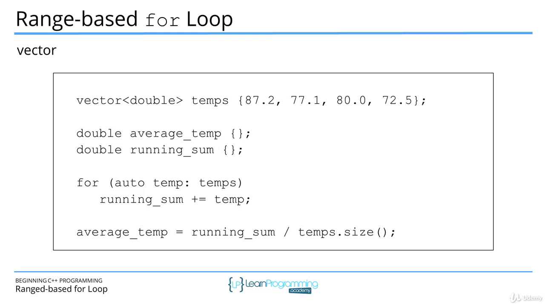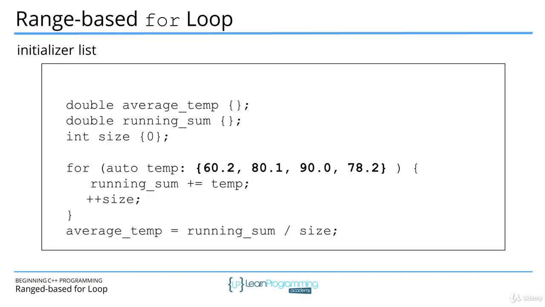The range-based for loop can also use an initializer list as a collection. Let's see that one. This example also calculates the average of 4 temperatures. Notice how we can explicitly provide the collection right in the for loop. This is sometimes handy when you know the elements of your collection ahead of time and they won't change. The only downside is that you have to calculate the size as you go.